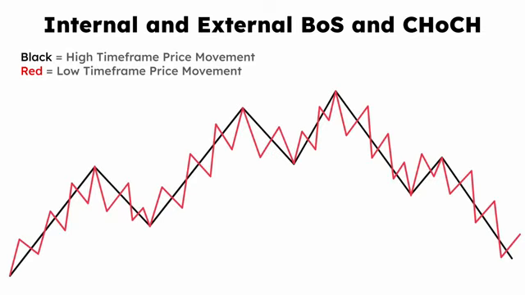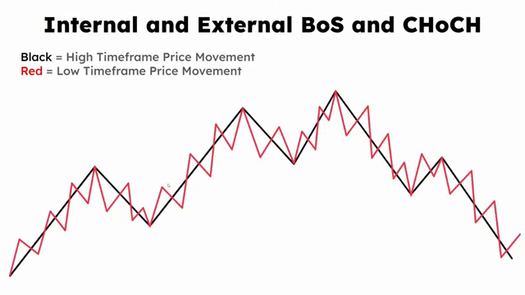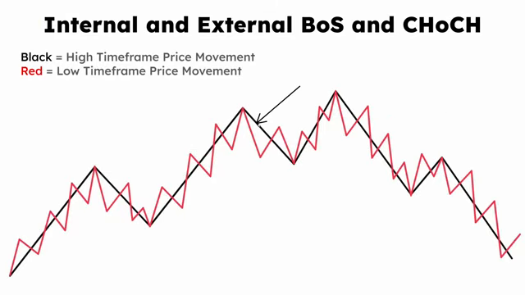So now let's dive a little bit deeper and take a look at something called internal and external break of structure and change of character. Here on the screen we have two different time frames. The black line right here is the high time frame. So it could, for example, be a daily chart, or in other words, every candlestick represents one day, while the red line right here is the low time frame. So this might, for example, be a 1 hour chart.